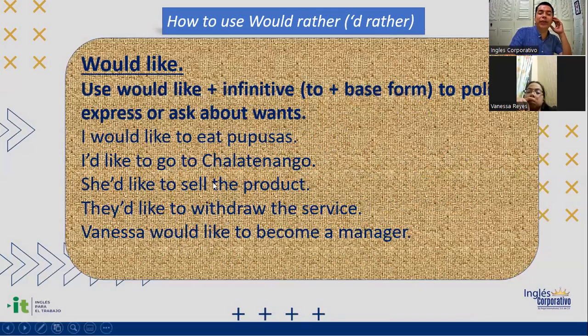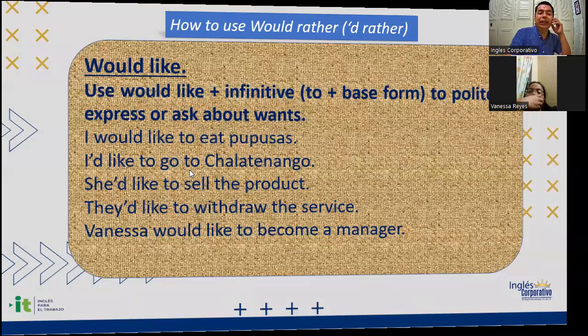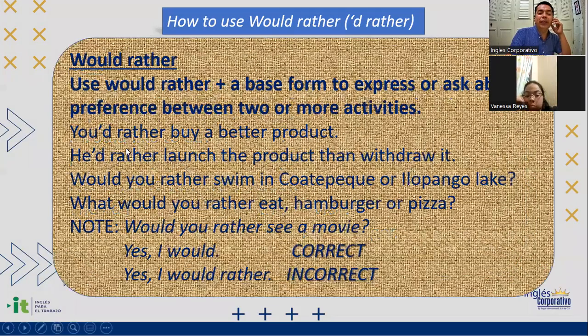And the other difference is, Vanessa, that here we use an infinitive: I would like to eat. But in would rather, I would rather buy, you know? Not I would rather to buy. I would rather buy. So it's the base form, no infinitive. The base form, right? Good. Understand?